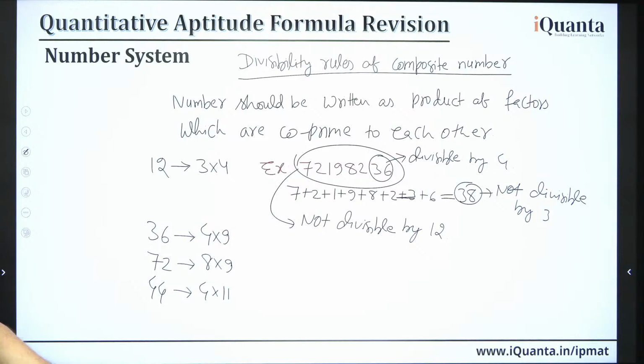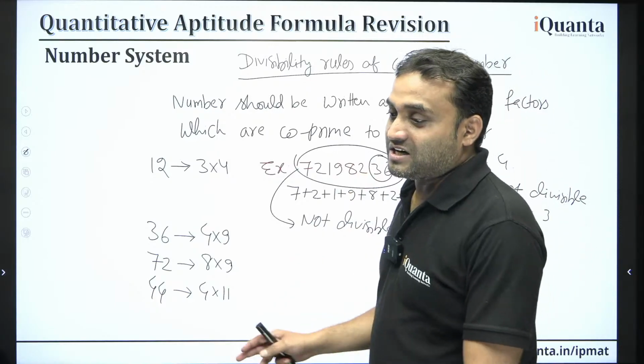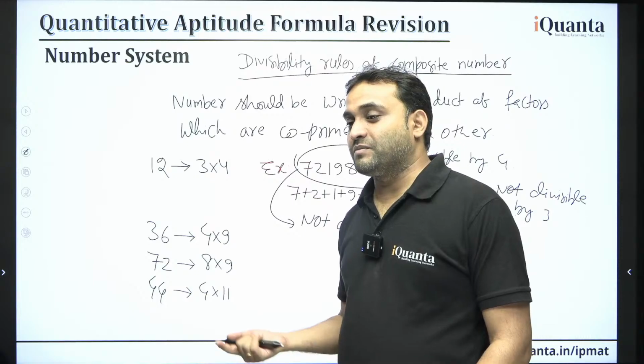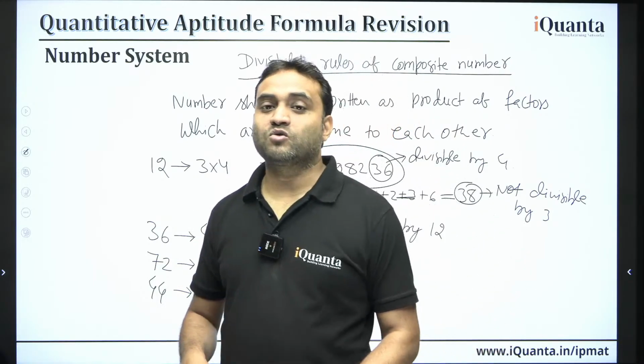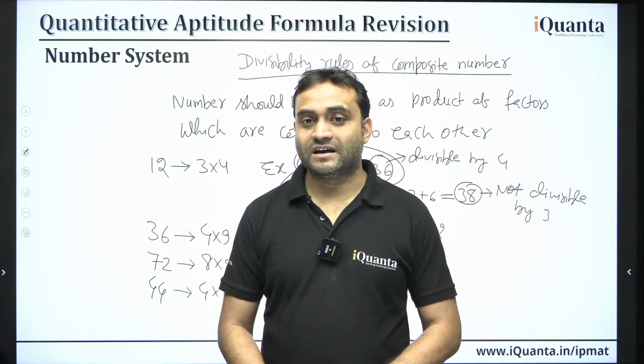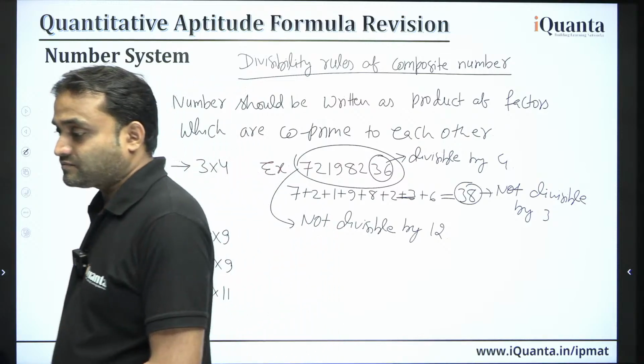Which one is not divisible by 36? This number. So this number is not divisible by 12. 12 is a factor of 36. If a number is not divisible by 12, how could it be divisible by 36, right? अगर फैक्टर से ही डिविजिबल नहीं है तो नंबर से डिविजिबल कैसे होगा, right?